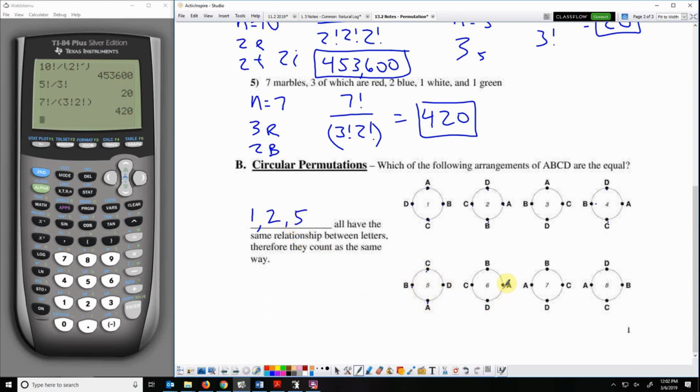Number 6, now if I go the other way, it's not the same order because it's going the opposite direction. So that one's a different permutation. Number 7, that's the same. And number 8, different order. So 4 of those are exactly the same permutation. If you shift around the table, but everyone stays in the same spot, that is not a different permutation.